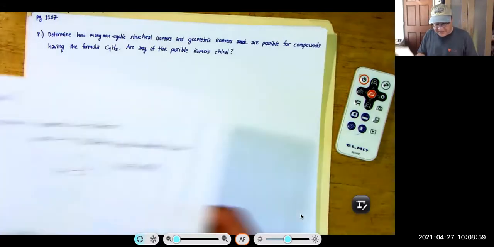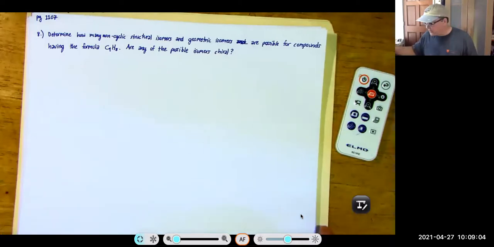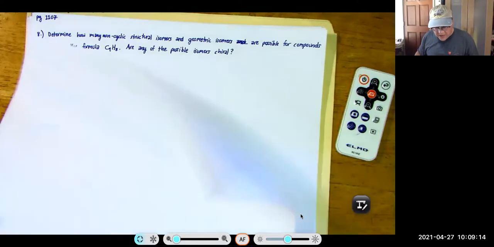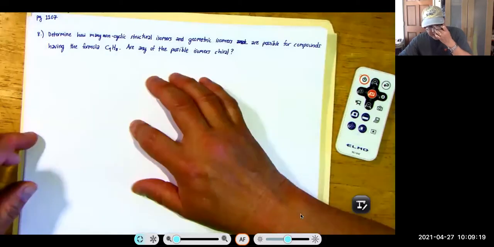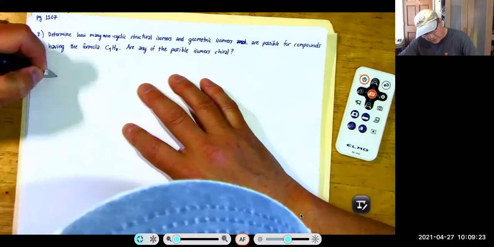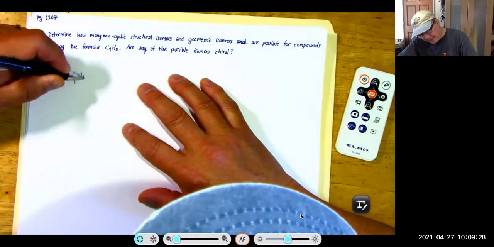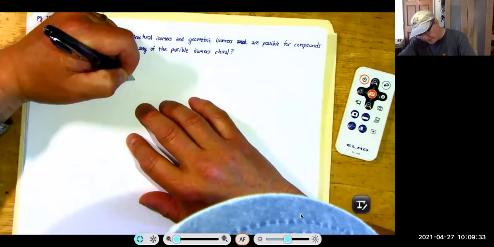Determine how many non-cyclic structural isomers and geometric isomers are possible for compounds having the formula C4H8. So we're going to start with structural isomers. And non-cyclic means that they can't contain a ring. So non-cyclic means no rings, like that.